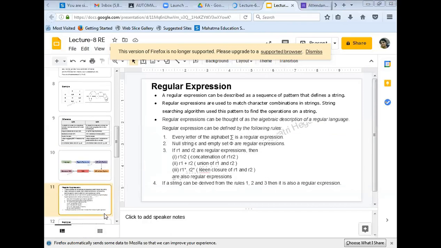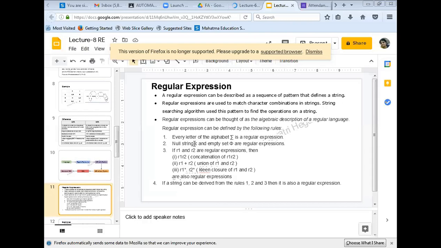So what is this RE? An RE can be thought of as an algebraic description of a regular language. A regular expression can be a sequence of patterns that defines a string. So what are the rules that have to be followed? Every letter of the alphabet sigma is a regular expression. If I write a, it is a regular expression. If I write b, it is a regular expression.